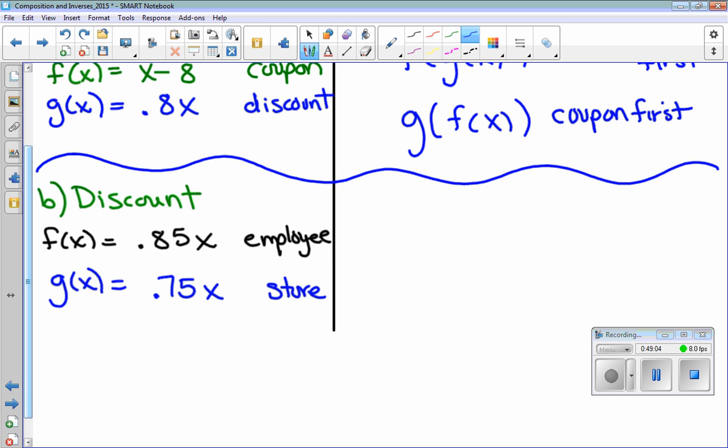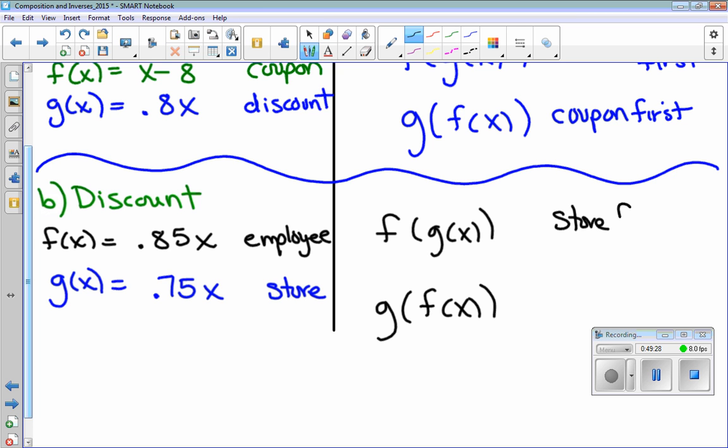You're going to find f of g of x and g of f of x. And you're going to figure out which one I want to do first. F of g of x, which discount is being applied first with f of g of x? The store is first. So we're going to write that. That's the store first.